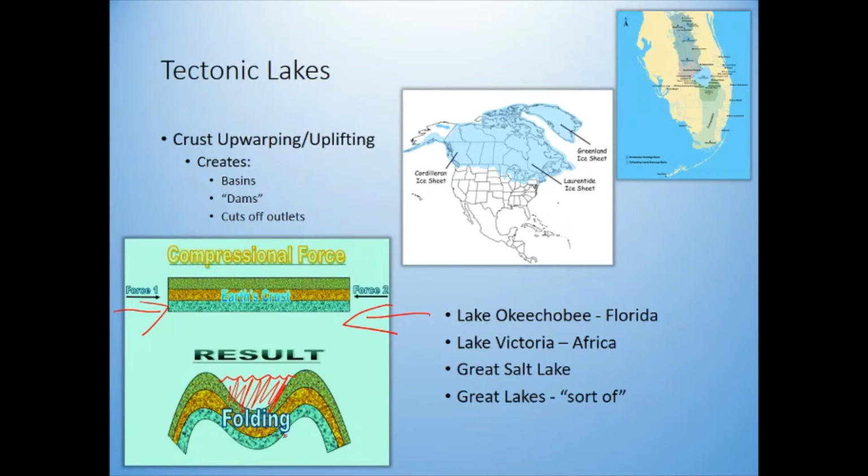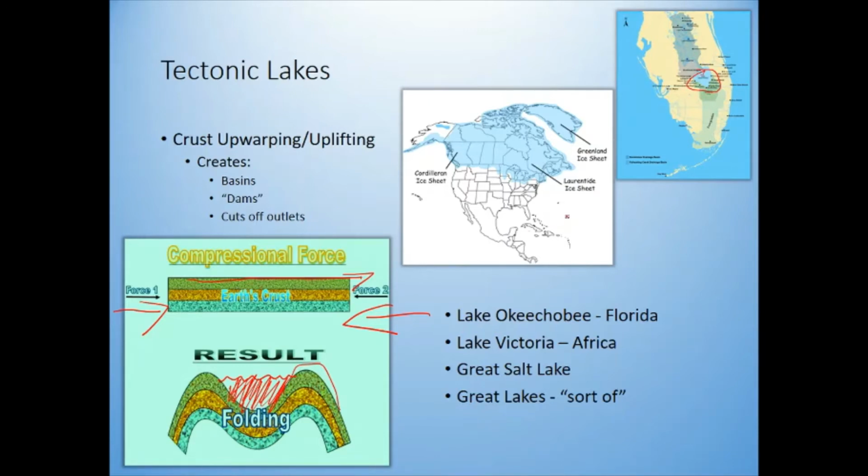They can also create dams in certain areas and cut off outlets. If there was a stream running through here going that way, once we get this folding, it basically cuts off that stream, and you get water pooling like here. Lake Okeechobee in Florida, that big lake right here, is an example of an upwarping lake. Lake Victoria in Africa is one of these, and Great Salt Lake is an example as well.